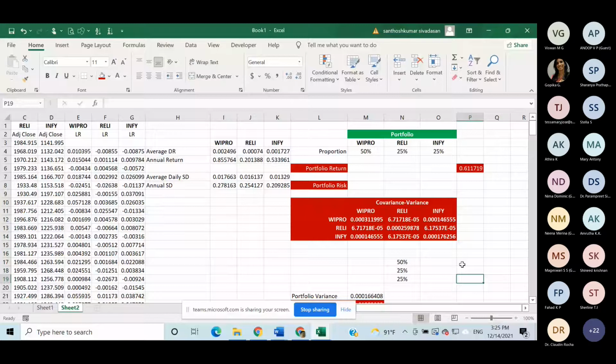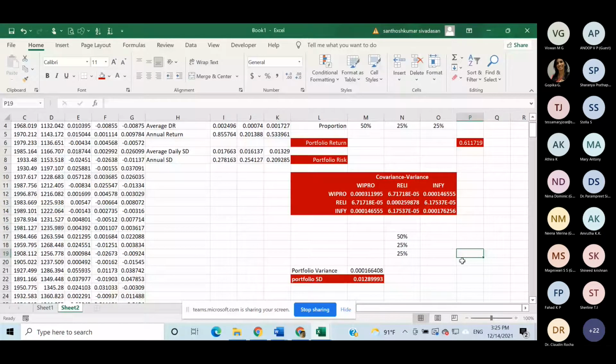Think about a portfolio. Here I have just given 50% of your investments in Wipro, and the rest 50% split equally between Reliance and the other stock. So this is a proportion. You can have any proportion, like 10% in Wipro, 80% in another, 10% in the other stock. This way, the weighted average of the individual stocks will give you the portfolio return.